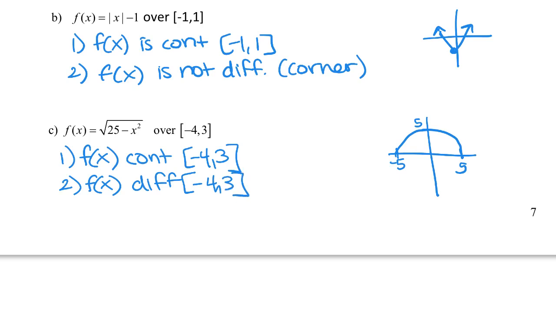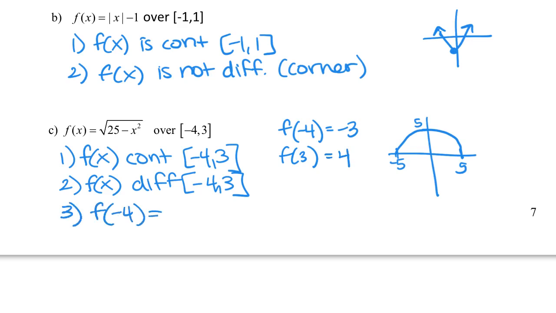But now I have to check the third criteria, so let's go ahead and plug in our two endpoint values, f of -4 and f of 3. If I plug in -4 into my function, I end up with 3, and if I plug in 3, 25 minus 9, 16, square root of 16 is 4. Those are not equal, so f of -4 does not equal f of 3, therefore Rolle's theorem does not apply.